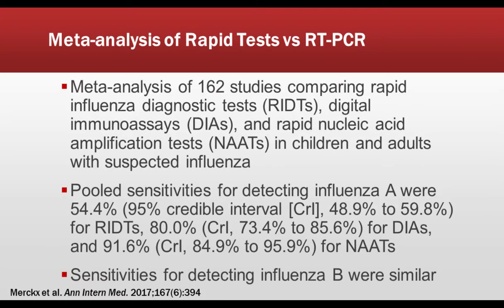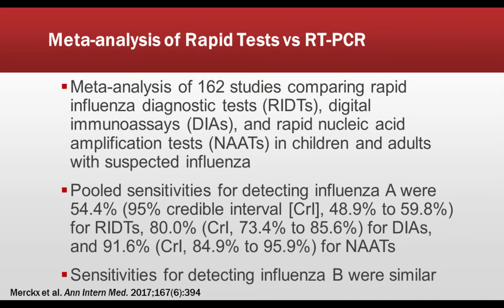There have been a number of other looks at the rapid tests, a number of meta-analyses. This is the most recent one published. This meta-analysis of 162 studies compared these rapid tests, the newer digital immunoassays that have an instrument-based digital scan of the test strip, which takes away some of the subjectivity of the classic rapid tests, and a rapid nucleic acid amplification test, a molecular test, in children and adults with suspected influenza.